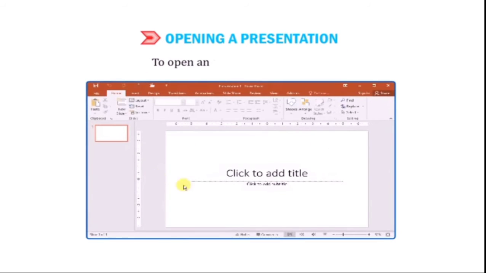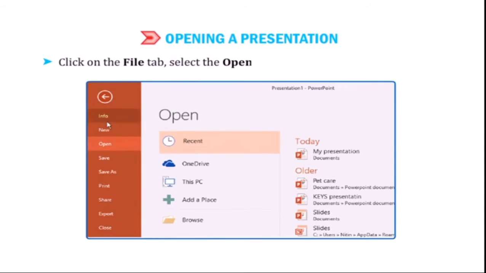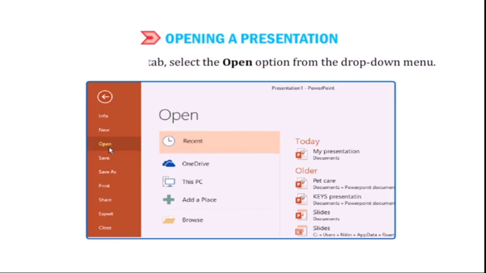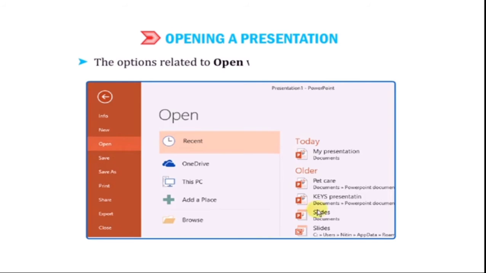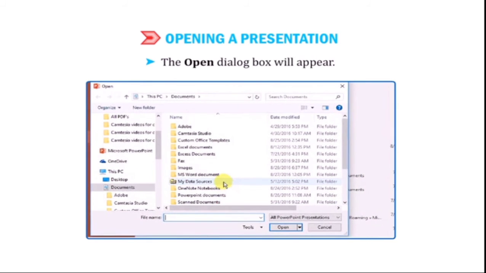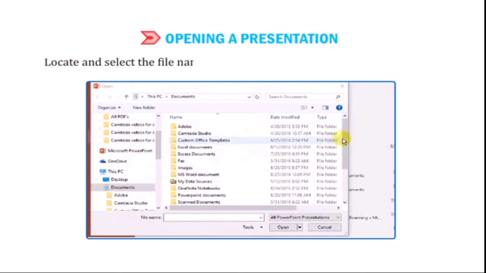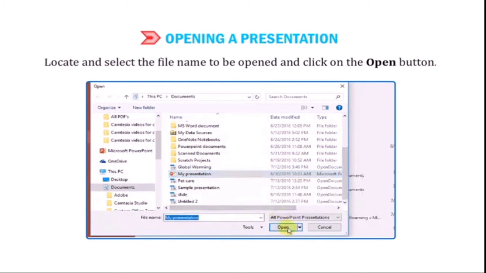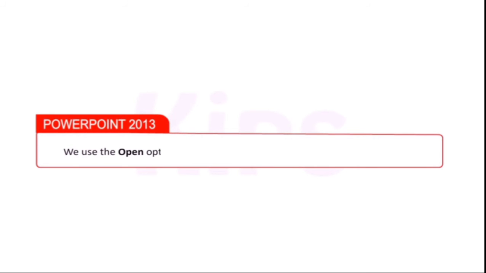To open an existing presentation, click on the File tab. Select the Open option from the drop-down menu. The options related to Open will display in the right pane. Click on the Browse button. The Open dialog box will appear. Locate and select the file name to be opened and click on the Open button. Let me tell you that we use the Open option on the File tab to open any file in PowerPoint 2013.